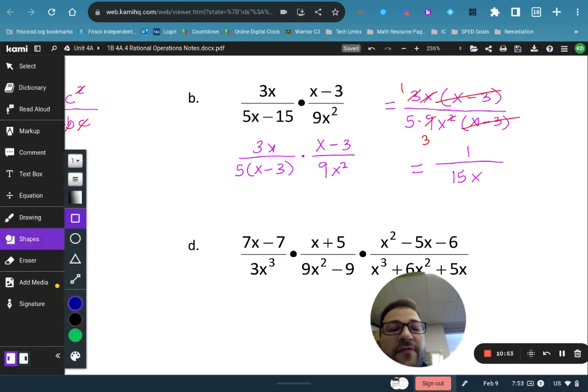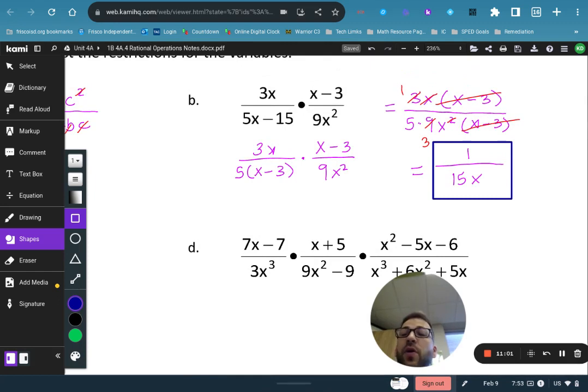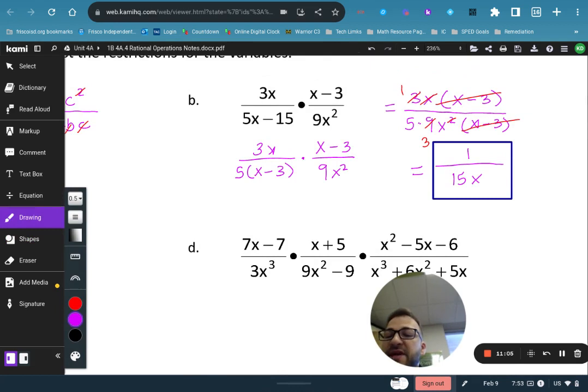Now, before we move on from these two problems, there's one piece we didn't do, and that's talk about the restrictions. Remember, restrictions come from anything that cancels out or any variables that are left in the denominator. So let's look at B first. In B, we had x minus 3 cancel out, which would give us a restriction of x cannot equal positive 3. Remember, I get that by setting whatever canceled out equal to 0. And then I had an x canceled out, so also x cannot equal 0.